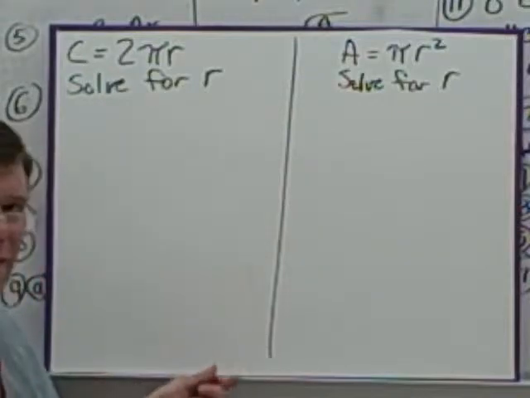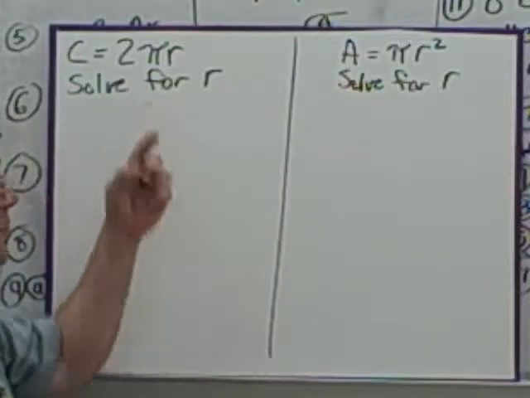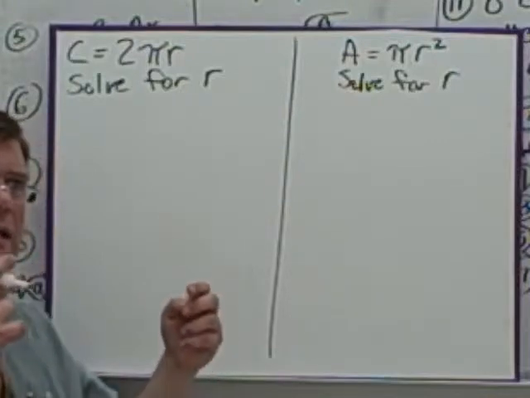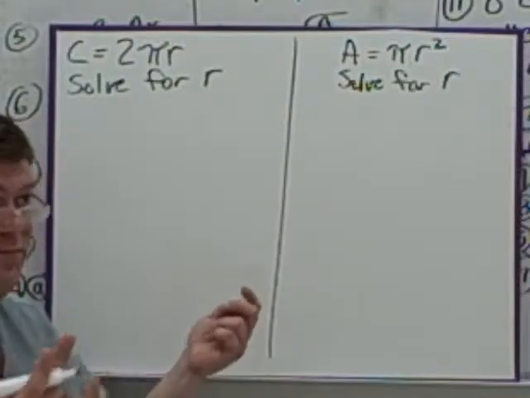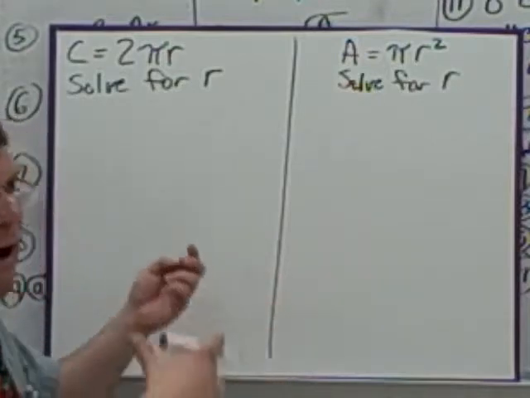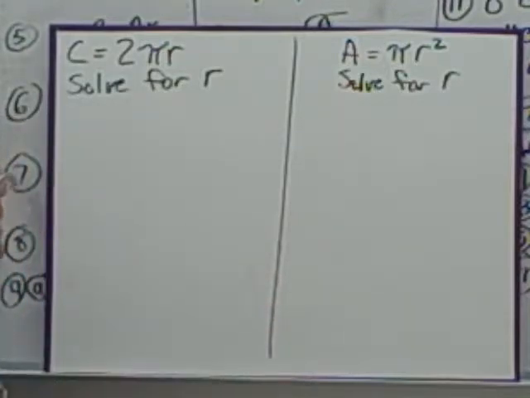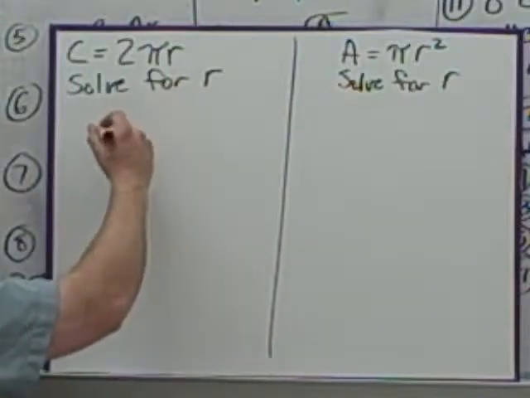Yeah, pi is not a variable, but many times it's left as pi in a formula because it's not an exact number. You may need to round to different numbers depending on how exact you want to be with your information. But there are two variables, r and c, so it does qualify as a literal equation. All right, here we go.